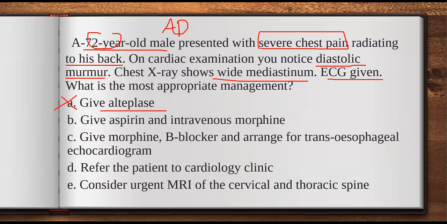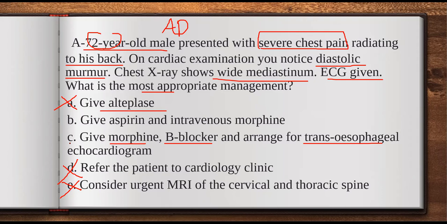Give aspirin and intravenous morphine. Well, they are asking for the most appropriate. We will look for some other. Give morphine, beta blocker, arrange for transesophageal echocardiogram. Refer the patient to the cardiology clinic. Obviously, we will refer to the cardiology clinic, but before that, we have something to do. Consider urgent MRI. Urgent MRI is not needed. Referral at this point, not needed. Now, between B and C, what gives you the best way of managing this patient?